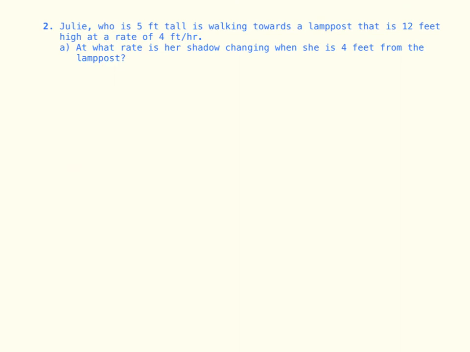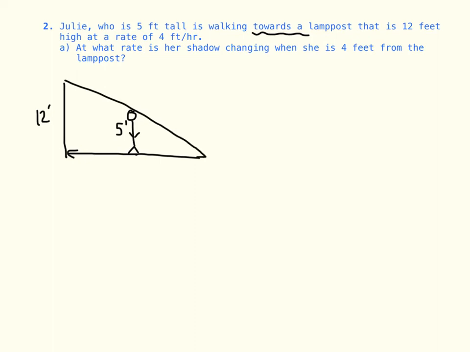It says Julie, who is 5 feet tall, is walking towards a lamppost. So that should strike you as a little bit different. She's walking towards the lamppost that is 12 feet high at a rate of 4 feet per hour. Okay, so same kind of idea. We have a lamppost that is 12 feet tall, and we have a girl, Julie, who is 5 feet tall. And this time she is walking towards the lamppost at a rate of 4 feet per hour.